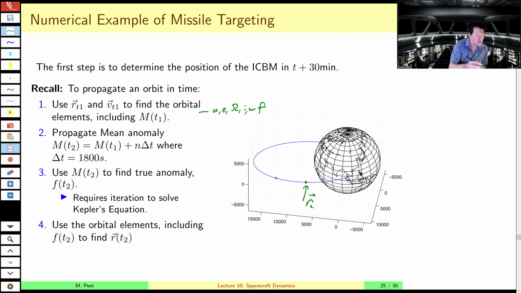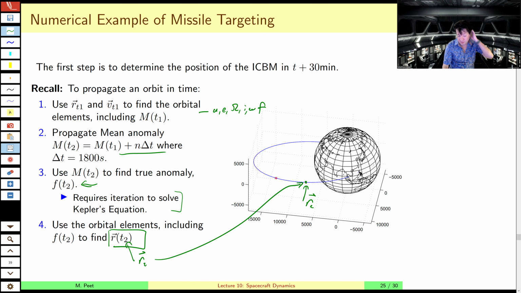We calculate what F will be in 30 minutes by propagating mean anomaly, calculating F2. And of course, this requires solving Kepler's equation. And then, based on that, calculating the position vector at that point, R2. And that's this point right here. These are all plotted, by the way, using some of the little code snippets that Dave Vallado puts out.